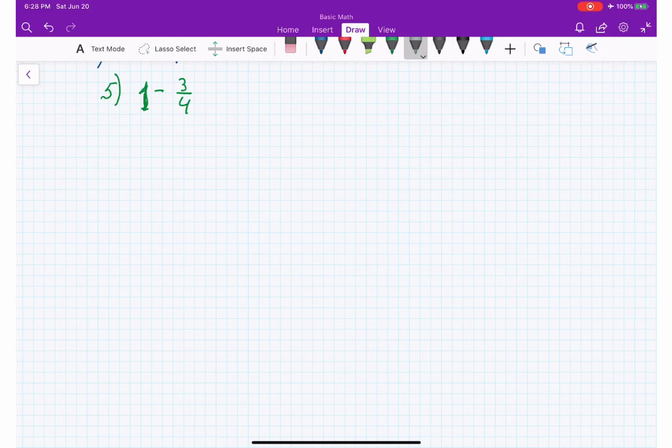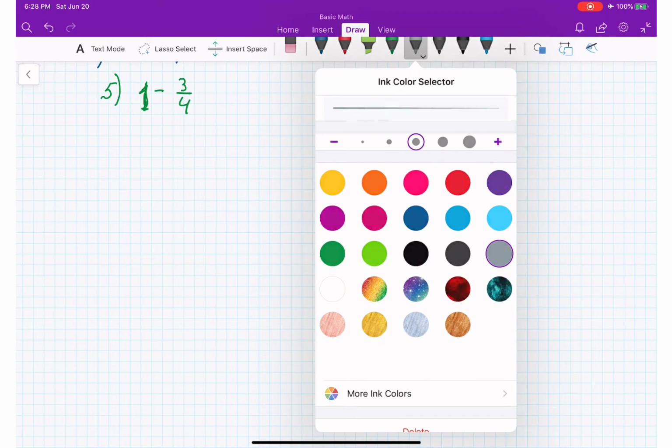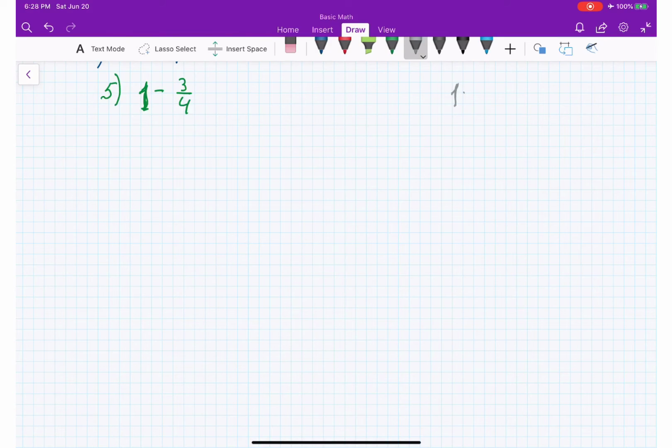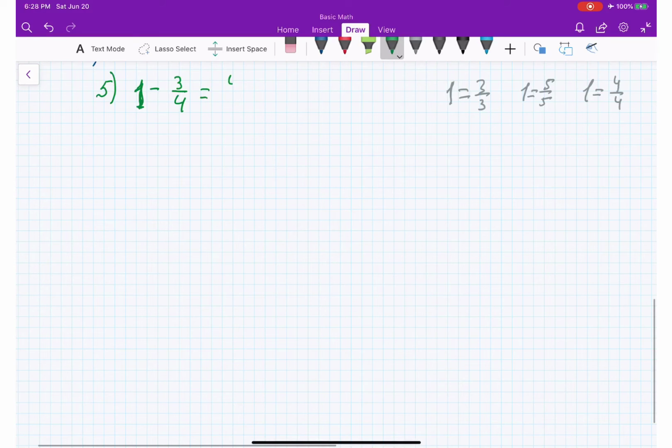Okay, so can I represent 1 as 3 over 3? Yes, of course. Can I represent 1 as 5 over 5? Sure thing. And lastly, can I represent 1 as 4 over 4? Correct. And I am going to choose to represent 1 as 4 over 4.